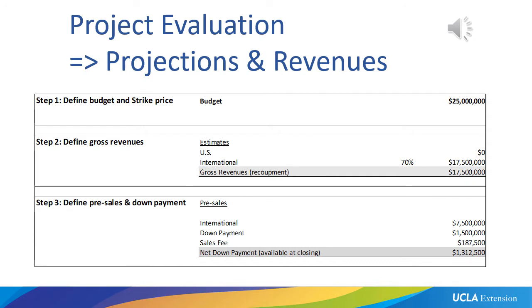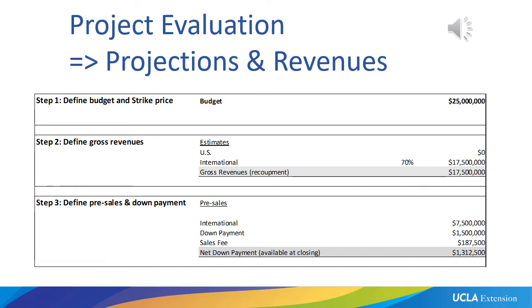Let's look first at our funding components. At this moment, for our funding, we do not have any US pre-sales or any US revenues that we can use in order to finance our production costs. So therefore, the number is 0. For international, we have projections of 70% of our budget, and that is 70% of $25 million.